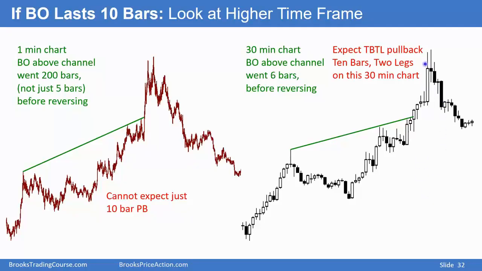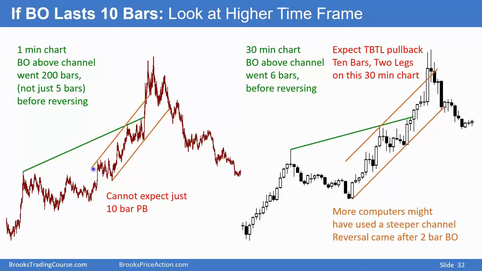And reversal down, in general, if you get a reversal, traders expect 10 bars, 2 legs. Here we have 1 leg. It's about 10 bars, but it's only 1 leg, so probably traders will sell the first rally, and there'll be a second leg sideways to down.